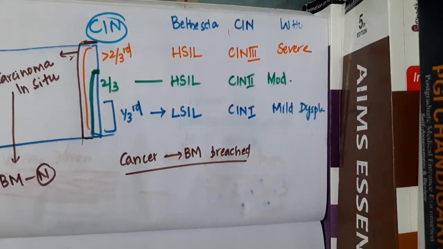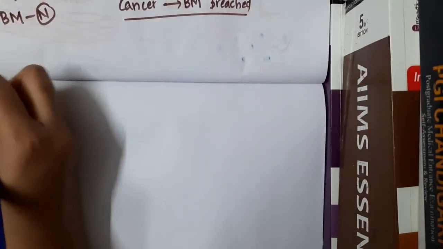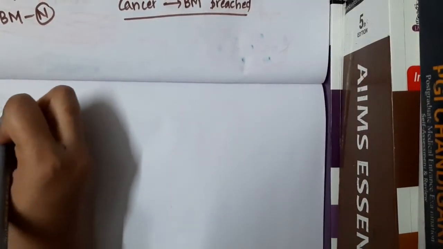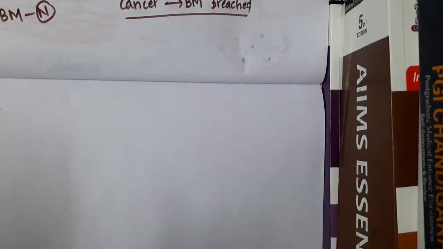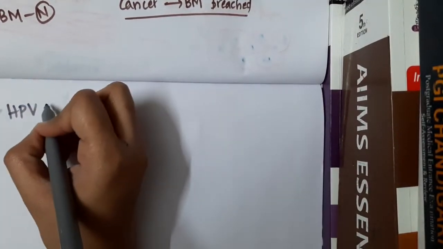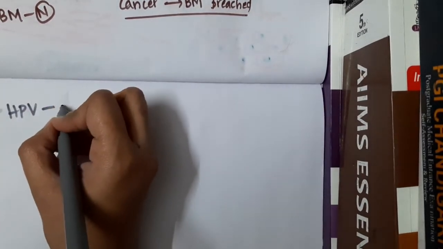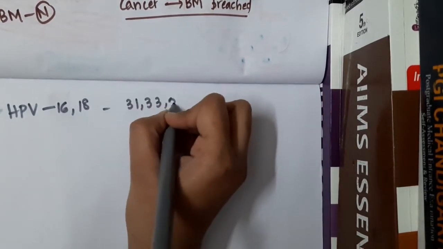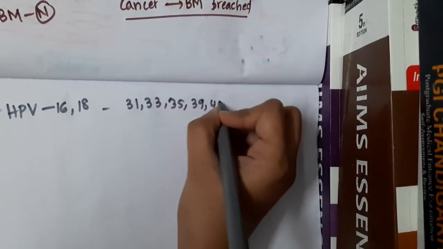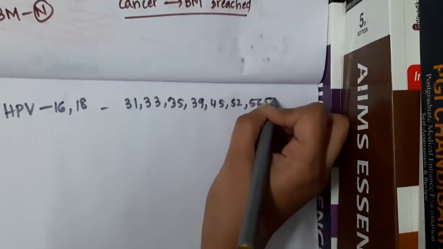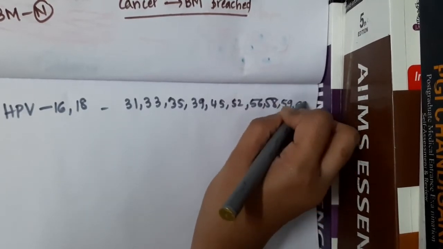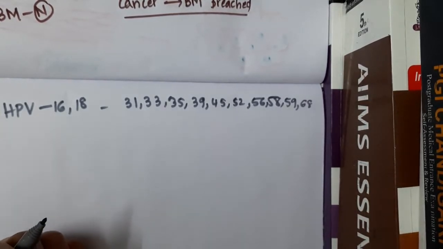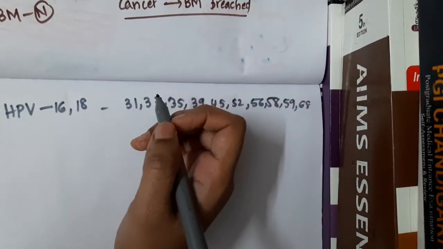So let us learn about the etiological factors predisposing to cervical intraepithelial neoplasia. So these include, most importantly, human papilloma virus subtypes, especially 16 and 18 mainly. Other subtypes like 31, 33, 35, 39, 45, 52, 56, 58, 59, and 68 also predispose to cervical intraepithelial neoplasia.